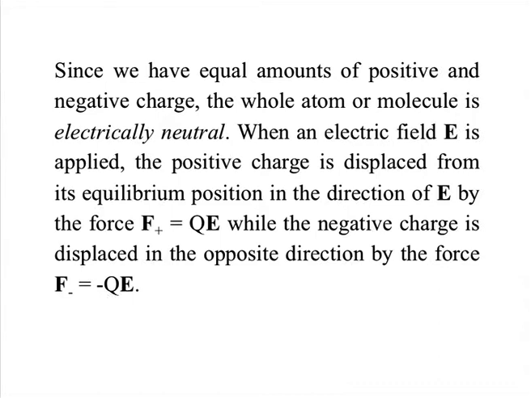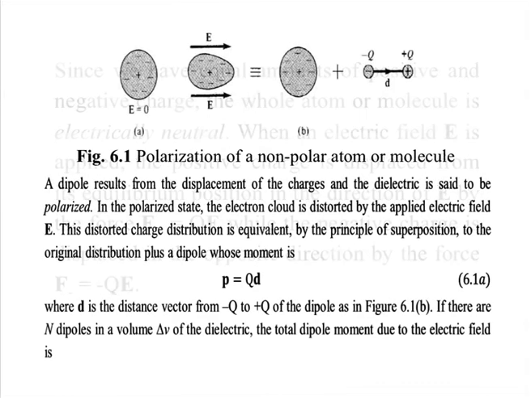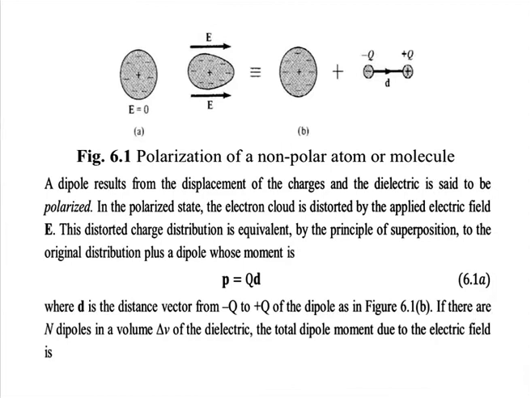When an electric field is applied, the positive charge is displaced from its equilibrium position in the direction of E by the force F plus equal to QE, while the negative charge is displaced in the opposite direction by the force F minus equal to minus QE. In figure 6.1, we can see in figure A that when no electric field is applied, the center of the positive charge and the negative charge coincide.